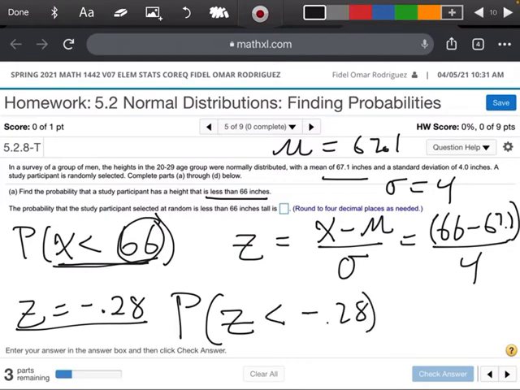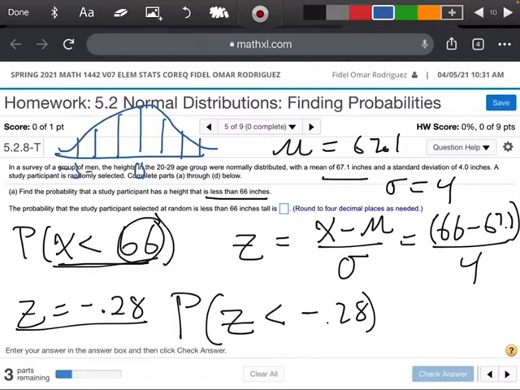The idea here, my friends, is that we've thought about the standard normal curve. I'm going to draw it up here because I don't have a lot of room. Remember, my mean is 0, and then we have 1, 2, and 3 deviations to the left. What I'm looking for is Z smaller than negative 0.28, which is just a little bit to the left of 0. Because it's less, I'm looking for the area to the left.